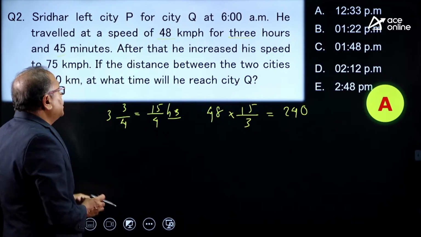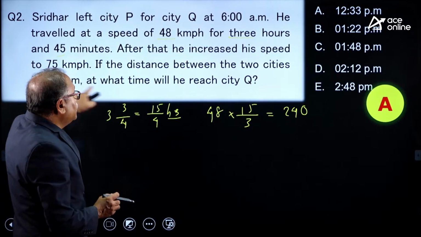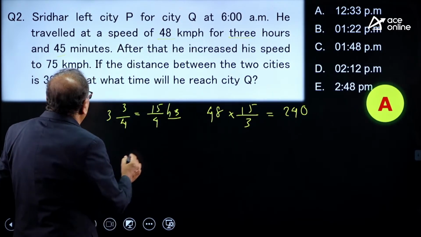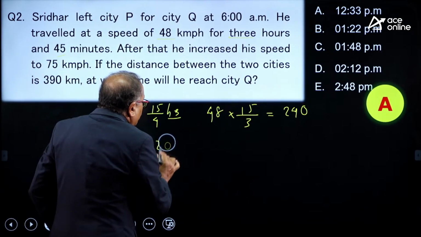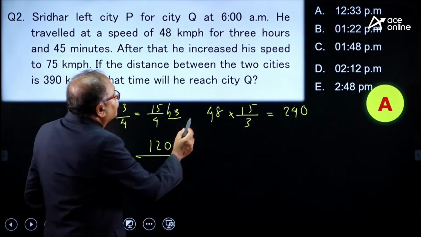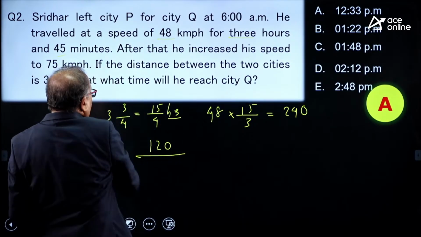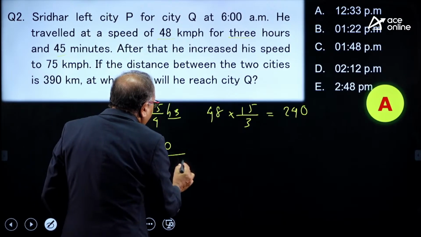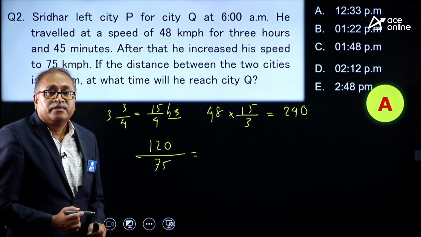So, how much is left over here? That is 390 minus 240. I am left with 120 kilometer, and this distance is covered with a speed of 75 kilometer per hour. So, divide this by 75, you will get the remaining time.